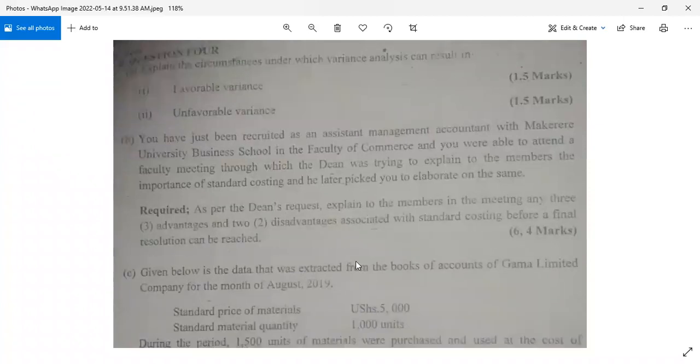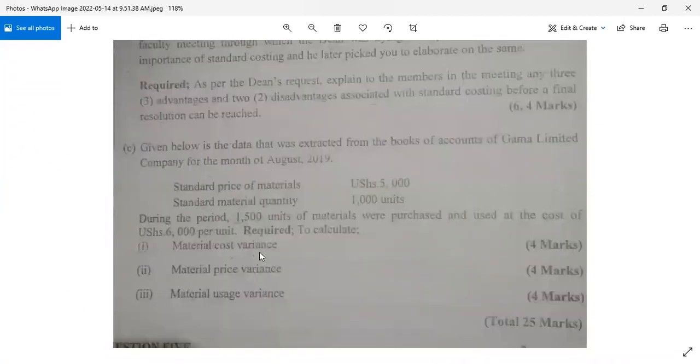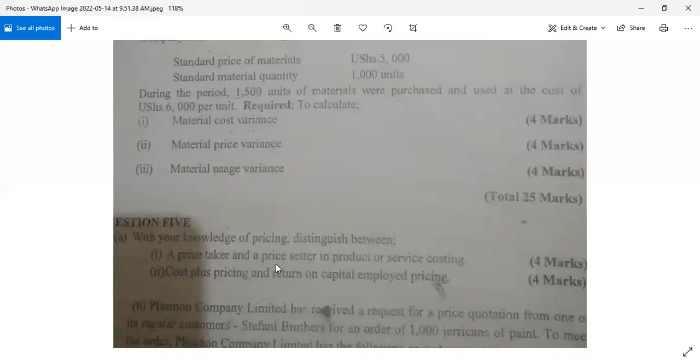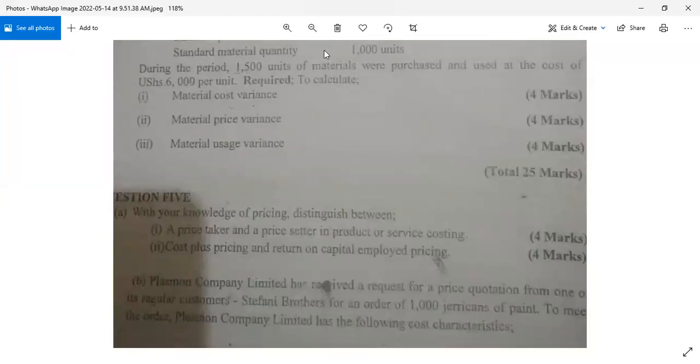Then when you go to part C you have seen material costing variance. You can try it out, but it's easier to try out. So what have we just done? Material costs and material price and material usage. Yeah, so that is standard costing for you. So if I may share now what I was saying.